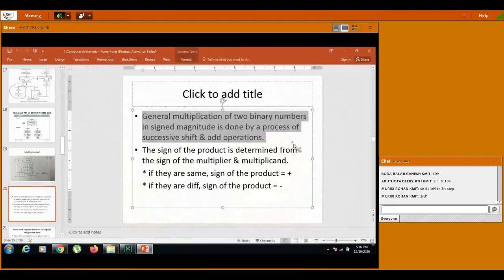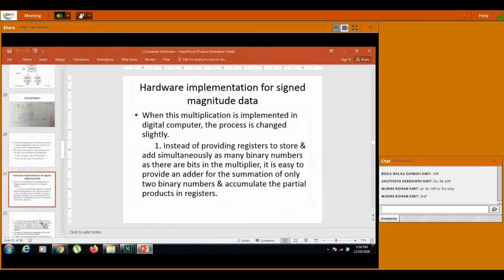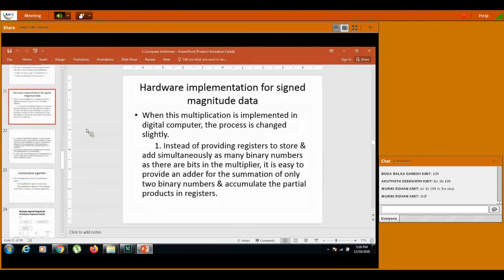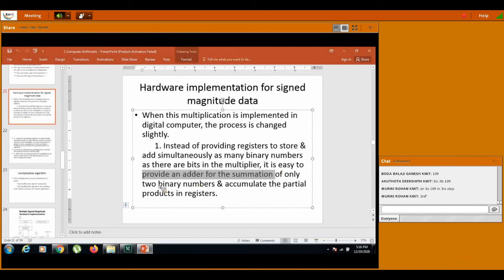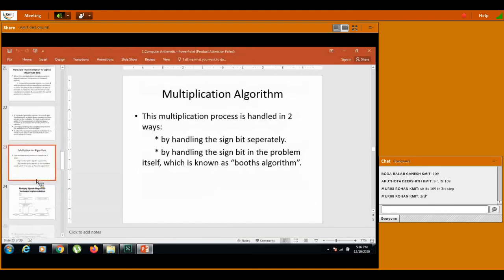Multiplication of two binary numbers in sign magnitude is done by a process of successive shift and add operations. If the signs are the same, the product will be positive; if they are different, the sign of the product will be negative. So you are going for a hardware implementation. For this you don't need much, you need only a multiplier, an adder for the summation, and registers to hold the two binary numbers and accumulate the partial products. So that's what is given here.